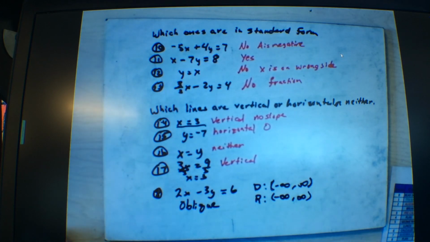That is the review for your quiz tomorrow. Sections 3-1 to 3-3.